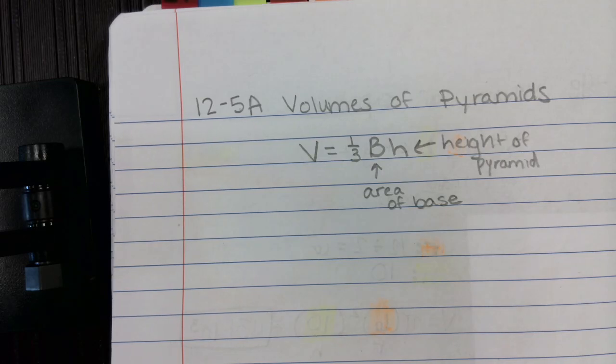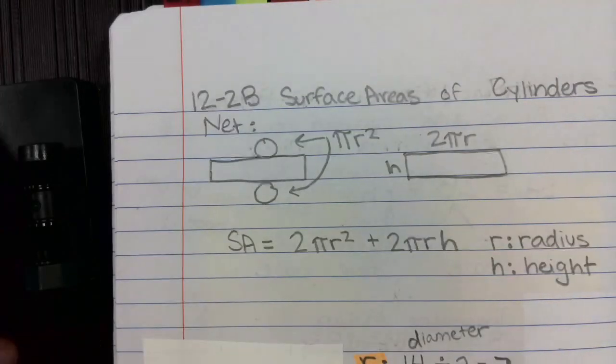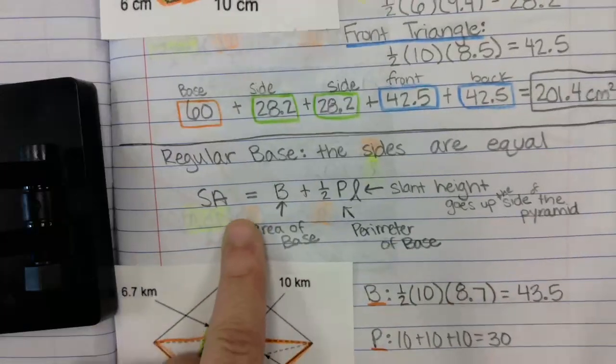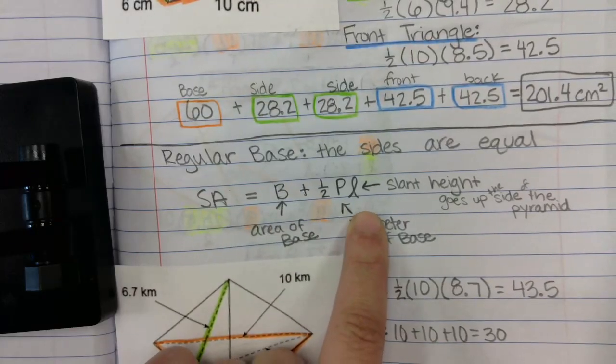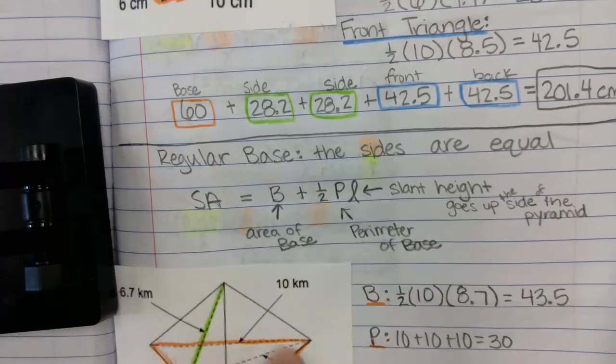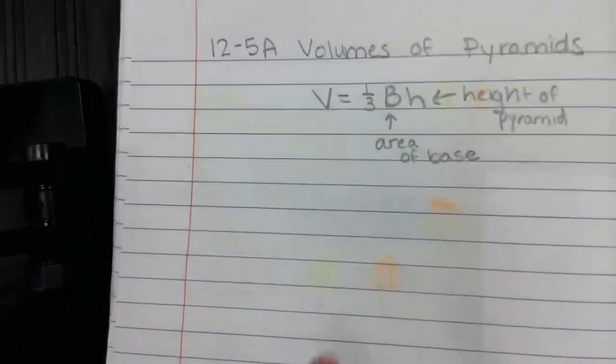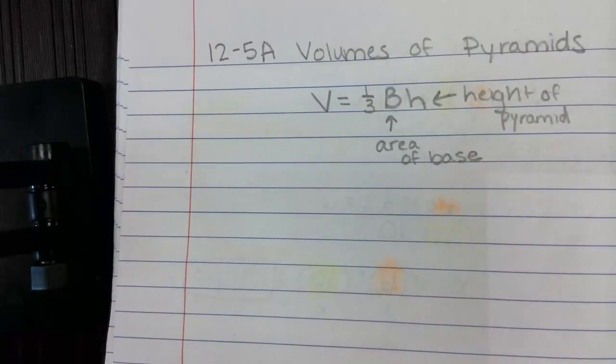Does anyone remember what type of height we used for surface area? The clue in that question is that it's surface area. Surface area is looking at the outside, so we use the slant. But because this time we're looking at volume, and volume is the inside amount, we'll be looking at the total height of that pyramid.